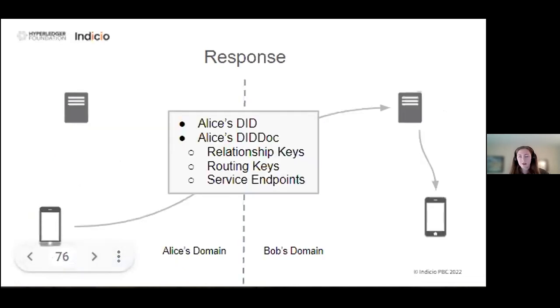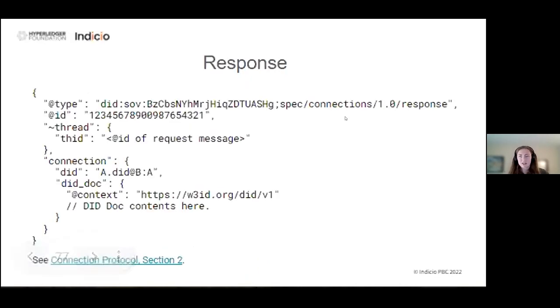Now Alice sends the same information back from her perspective, her own DID and her own DID doc, in a connection response message. Again, Alice's DID is what she will use in identifying her communications with Bob in the future, and her DID doc will allow them to communicate securely and allow Alice to receive messages from Bob. Here's again what that message looks like. Now the message type is connection response. There are also additional identifiers to make sure that Bob can correlate the request that he sent out with this response. The connection data that Alice sent to Bob is signed using the key that Alice used in the original invitation, so Bob knows that this response came from Alice, the same person who originally created the invitation.